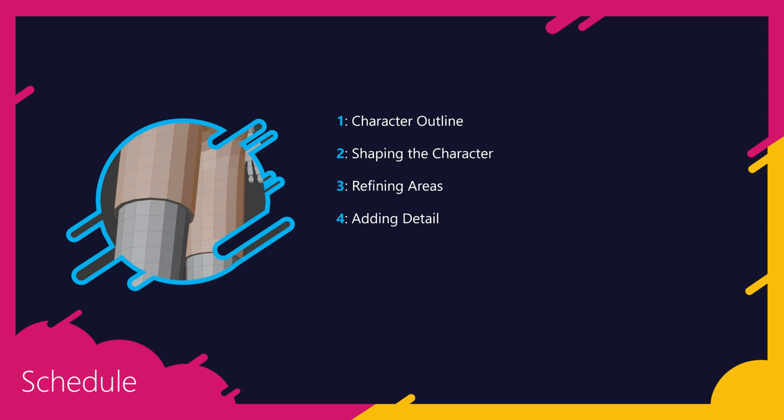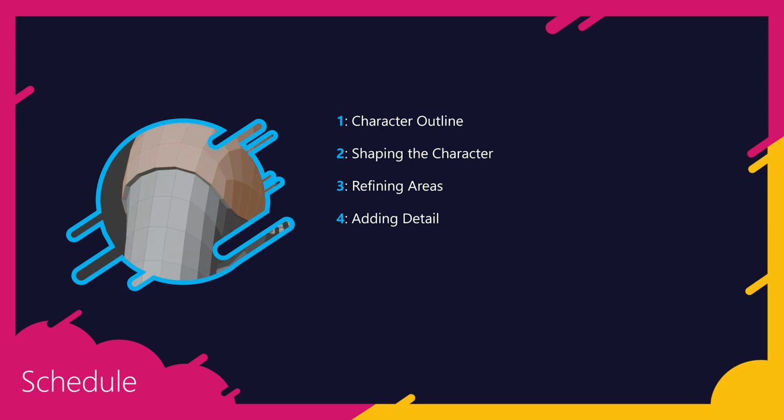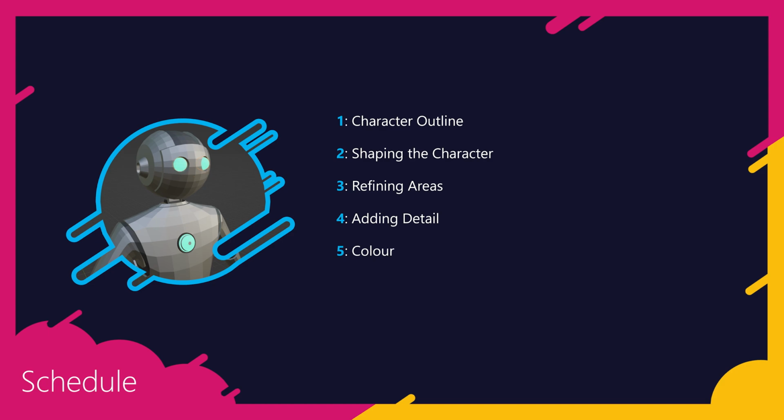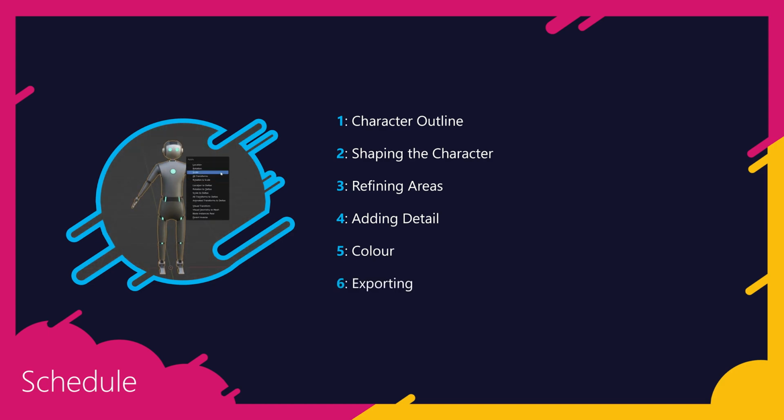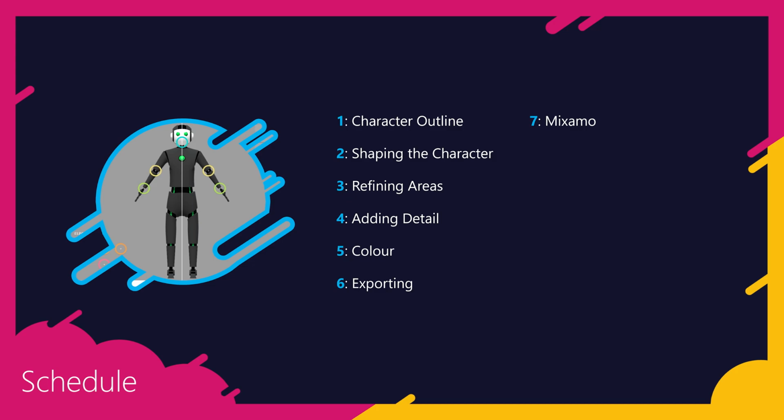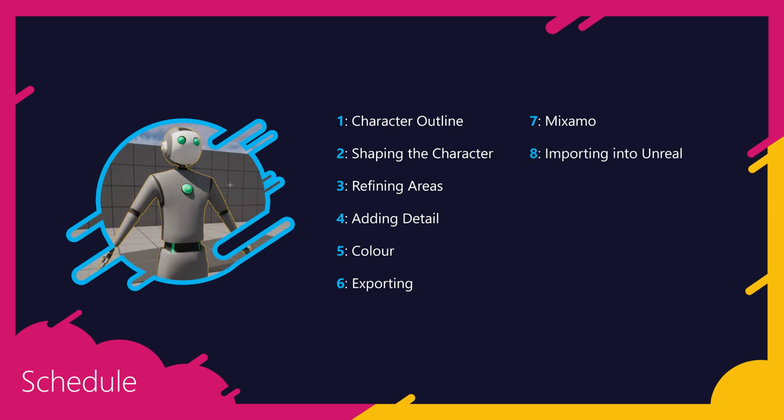Once we've got our characters looking roughly how we like, we'll then add colour and bring them to life. This will end the first stage of the process, so we can then start exporting our characters from Blender. In the next stage, we'll upload our characters to a website called Mixamo, which is going to handle all of our animations for us. We can then import these animations into Unreal.